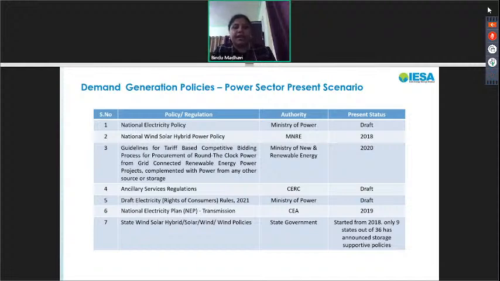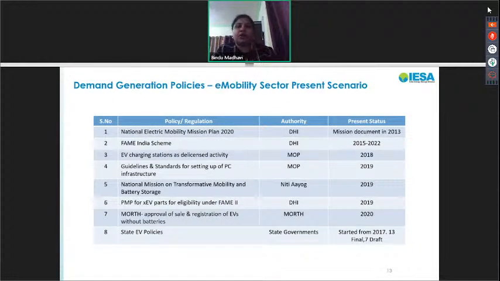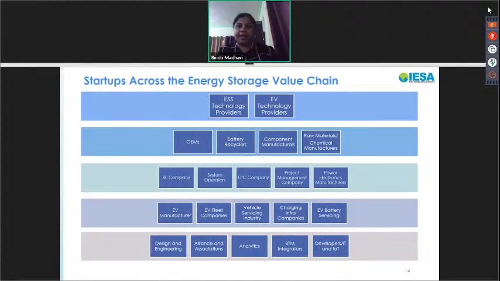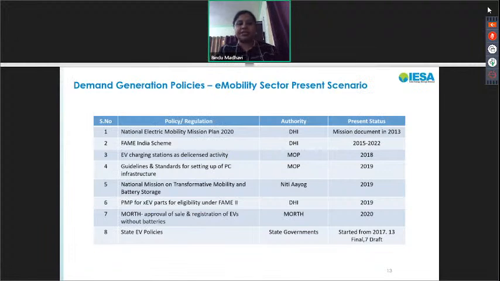And we also have the National Electricity Plan for transmission. There also they are talking about the importance of energy storage, and we have different states which have come up with different solar policies or wind solar hybrid policies, wherein they are talking about a large range of opportunities to which storage can contribute. Similarly, coming to the e-mobility sector, we have the great FAME India scheme, which was launched in 2015, and FAME 2 was launched in April 2019, which is going to run until March 2022, and might be extended. As part of that, they are issuing many benefits and incentives to developers, pilot projects, charging infrastructure, etc. So there is a very promising market there through the FAME India scheme. Similarly, we have EV charging stations which are coming up.